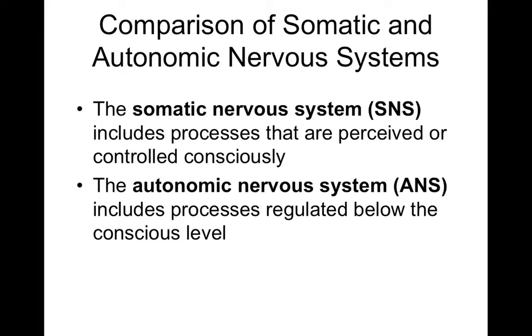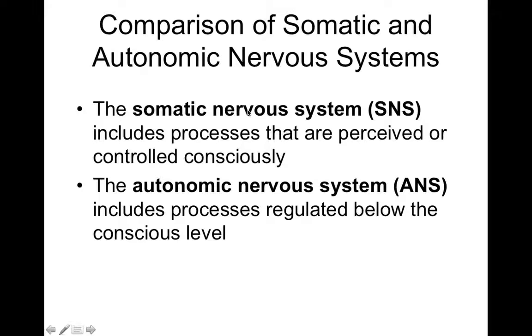Like instead of having to worry about whether or not our heart's beating right now or whether or not food's being digested, we can use that brain power for other things, like maybe contemplating our place in the universe, or just thinking about what we want for lunch. But that works. So the autonomic nervous system is similar in structure to the somatic nervous system.